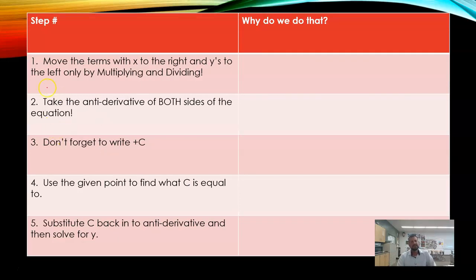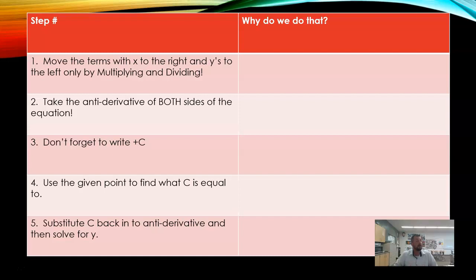So step number one: any term that has an x, we are going to move to the right-hand side of that equation that we just saw for the derivative. And anything that has a y, we're going to move to the left. And we can only do that by multiplication and division. We can't add or subtract anything to get it from one side to the other.